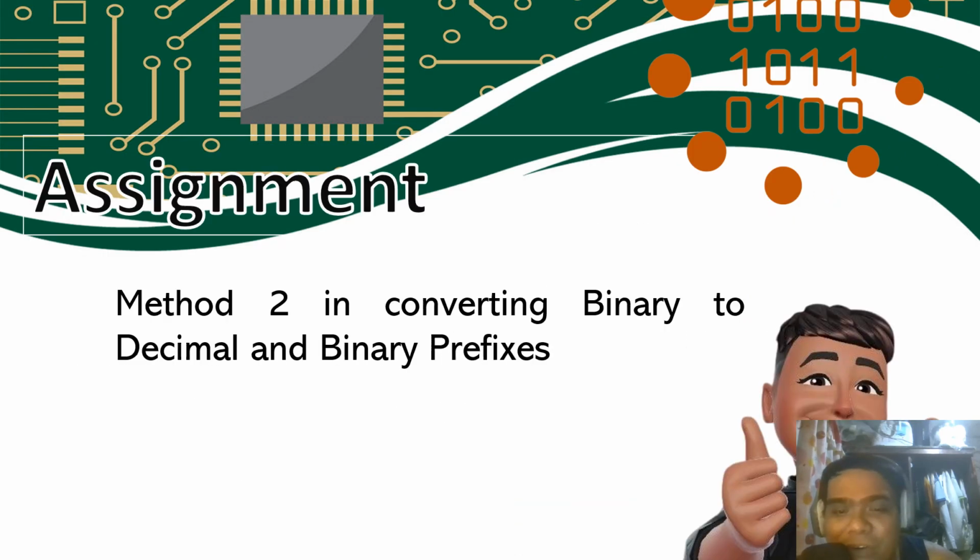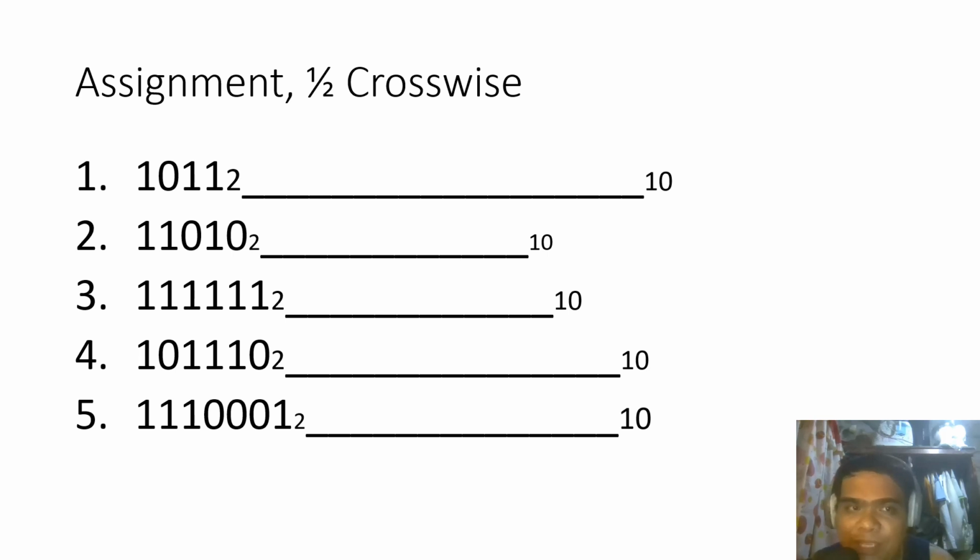Ayan. So, let's proceed. So, actually, you have method 2 in converting binary to decimal. So, here you have an assignment wherein you will put in 1/2 crosswise. But then, because of the solutions that you need to present to me, and syempre, I think the 1/2 crosswise, based from my experience with other students, other class, especially my regular class, kulang yung 1/2. So, they asked me if they could answer it in a bond paper or in one whole yellow paper.